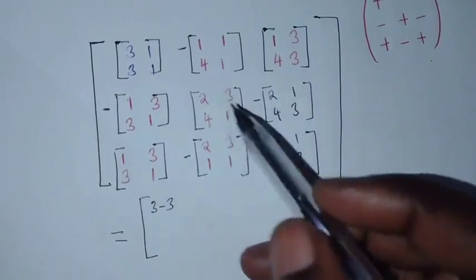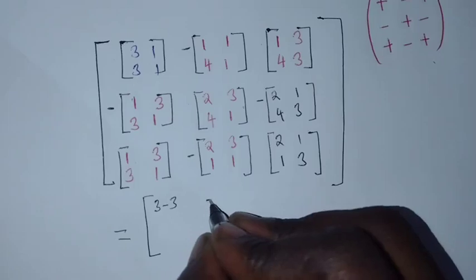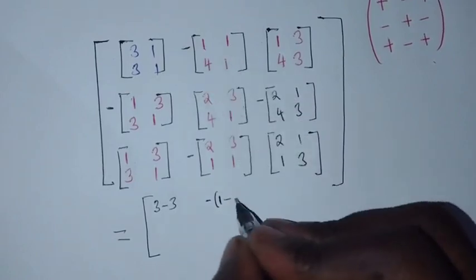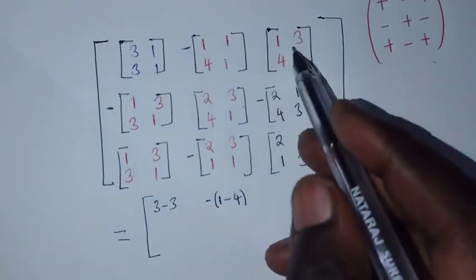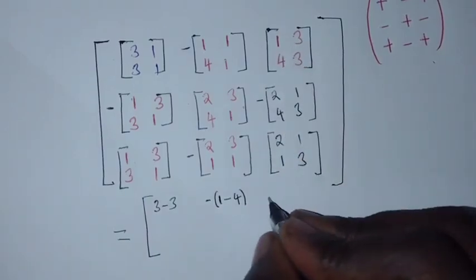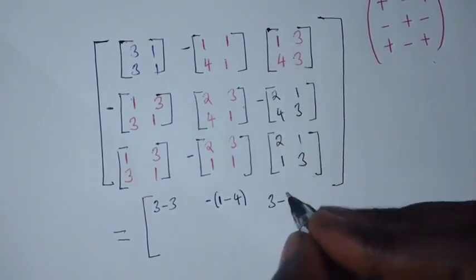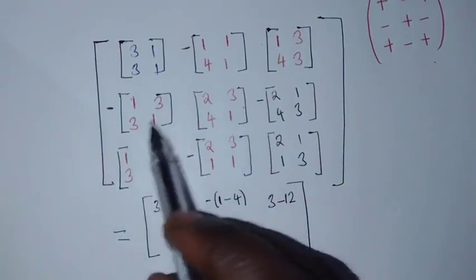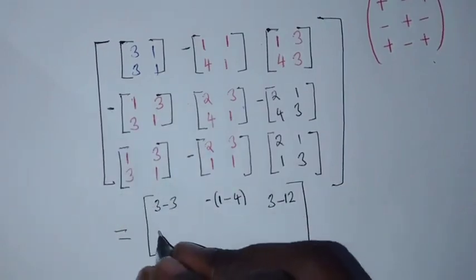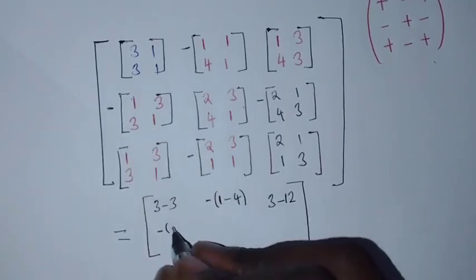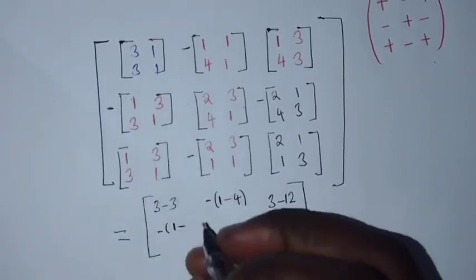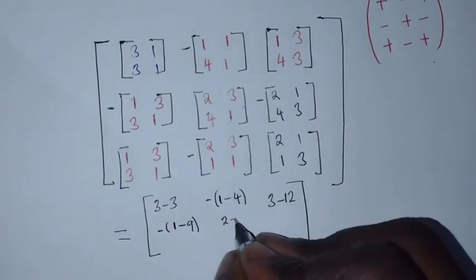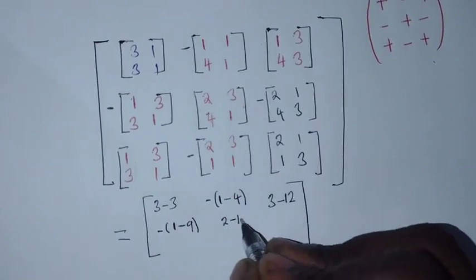Okay, we come here, there is a negative here, so put a negative, open bracket. 1 times 1, it's a 1, minus 4 times 1, it's a 4, we close. We come to this one right here, 1 times 3, we'll get a 3, minus 4 times 3, we'll get a 12. So we can close like this. We come to this element right here, there is a negative here, so negative in bracket, 1 times 1, we get a 1, minus 3 times 3, we get a 9. We come here, 2 times 1, we get a 2, minus 4 times 3, we get a 12.